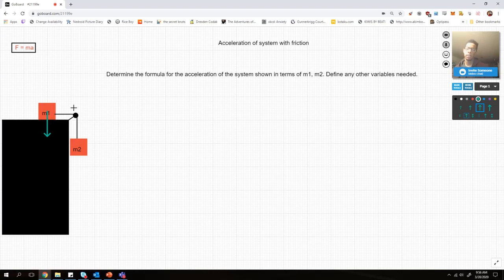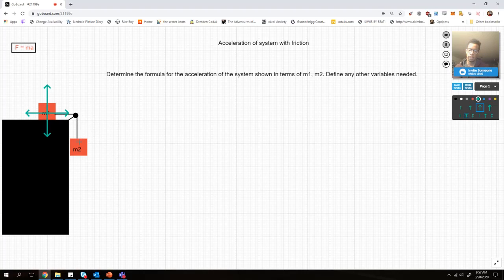And then I always think there's a reason why this block doesn't just fall through this plane here. And that's because there's a normal force straight up holding it up. There's also going to be a force of tension pulling this thing to the right. And then there's friction involved, so there's force of friction to the left. Friction is always going to be opposite of your movement. Just keep that in mind.